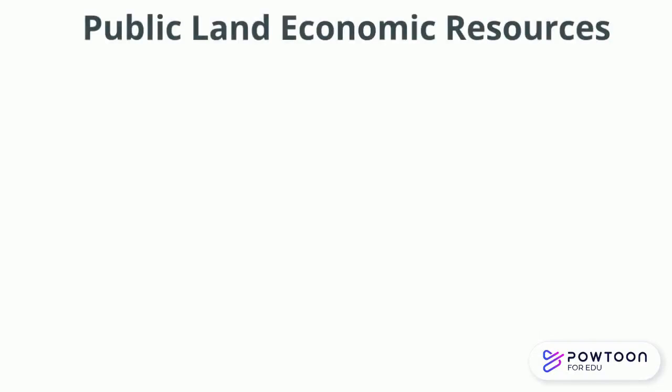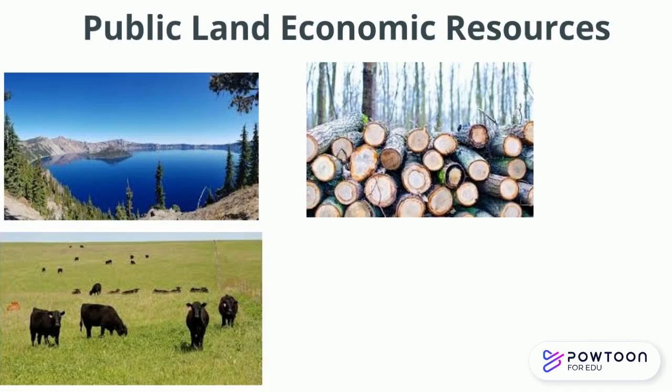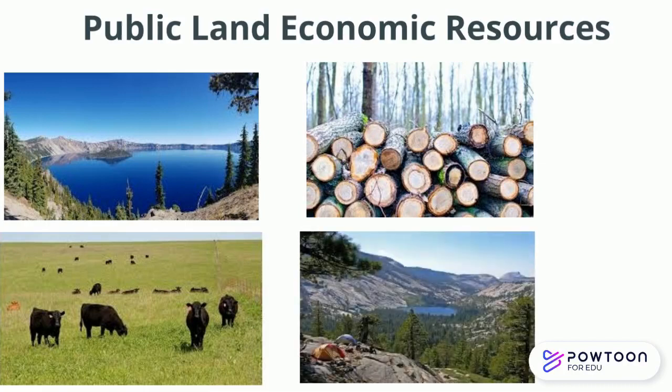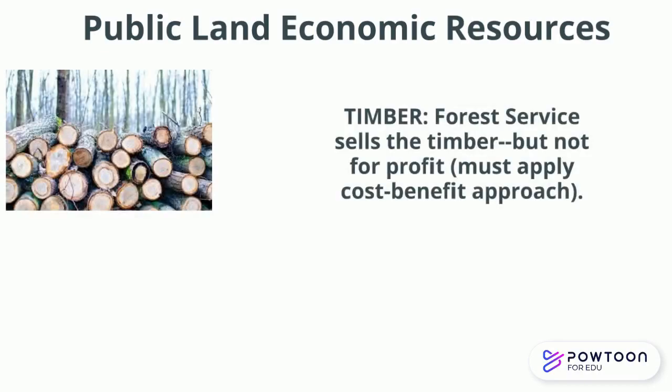The major economic resources on public lands include water, minerals, timber, range for cattle feeding and hunting wildlife, but also include non-economic benefits derived from recreation, preservation, and aesthetic appreciation. The Forest Service sells the timber, but not for profit. It must conduct a cost-benefit analysis to determine the suitability of land for timber production.